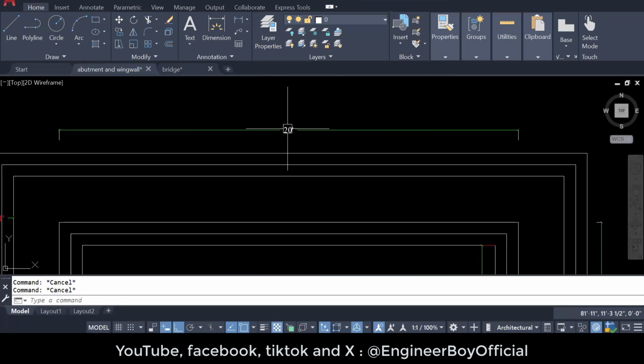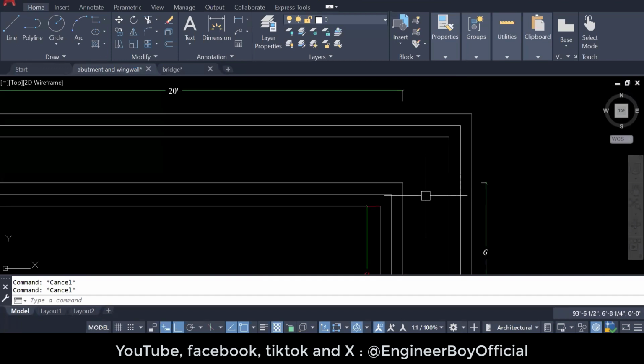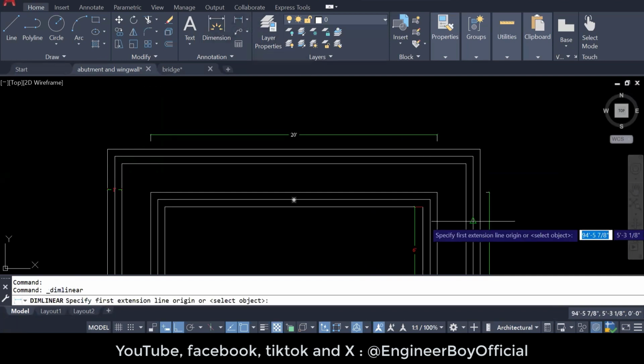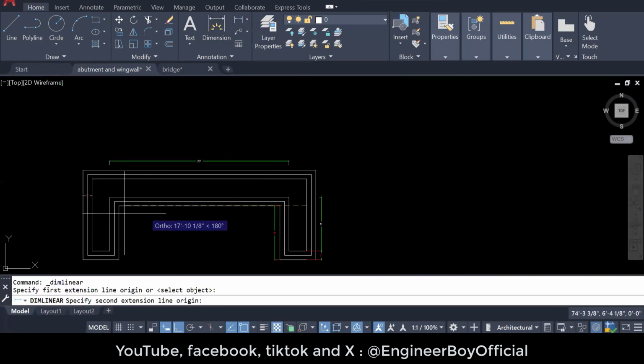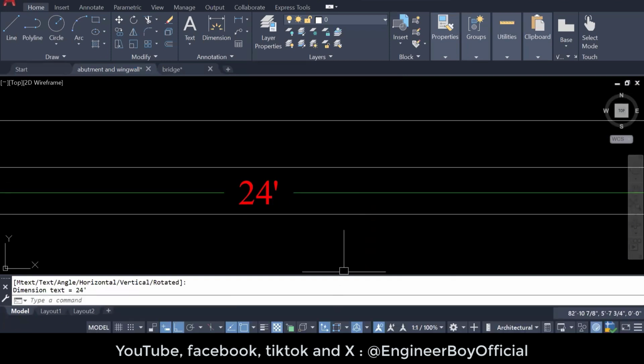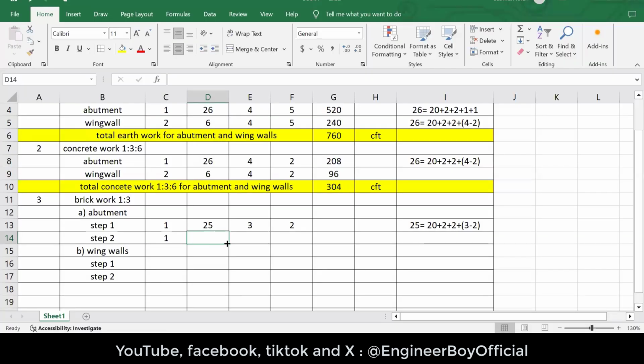You can see it. It should be 20, adding only 2 feet to one side and 2 feet to another side. It means this can be 24 if I'm not wrong. From this point till that one, you can see it is 24. So the number is 1, the length is 24, the width is 2, and the height is 11. We have to copy the formula and paste it over here, and I'm going to drag that one. So this is now the quantity of brickwork for the abutment.